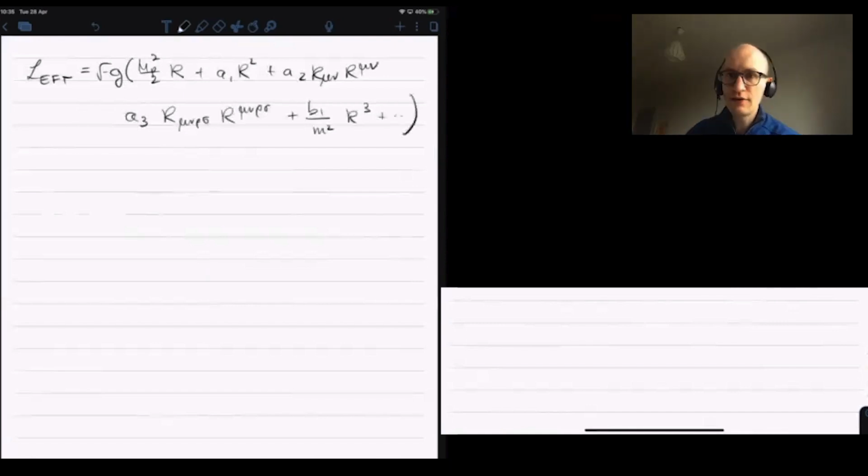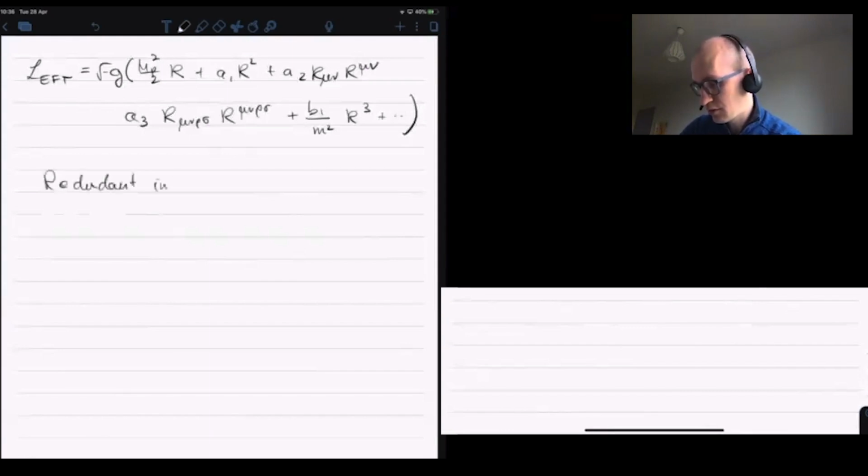So now, before doing anything like power counting and so on, let me show you how to whittle down some of these terms, which is going to be a mix of general EFT reasoning and also things that are specific to gravity. So redundant interactions. And then we're going to conclude by saying something about one loop counterterms.